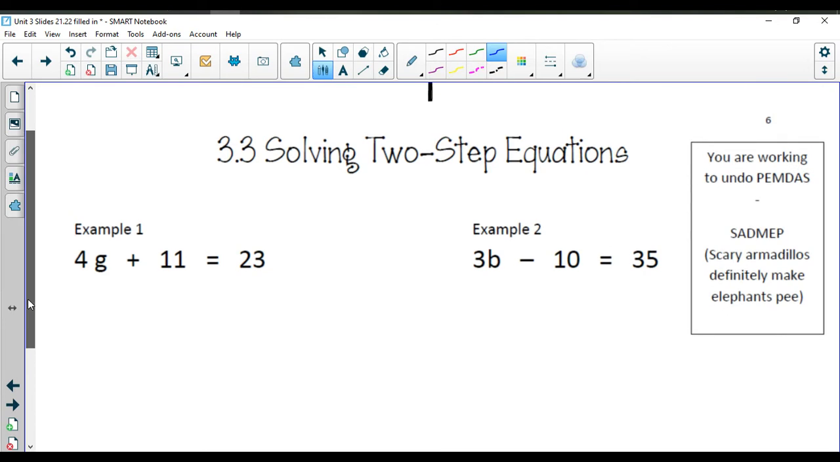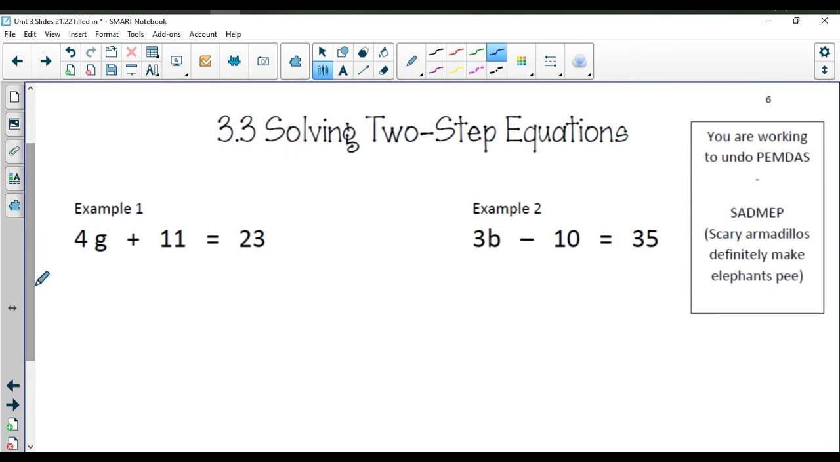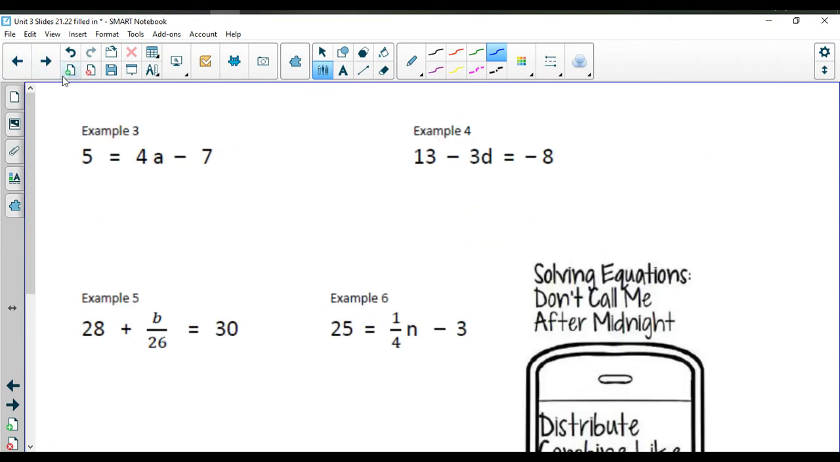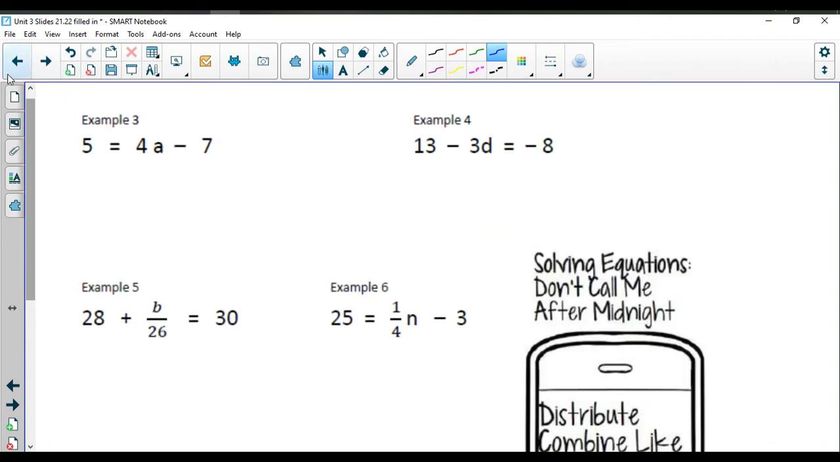So what we are working to do with solving two-step equations is we are still continuing to isolate the variable, just like when we had one-step equations, and we are still going to continue to use those inverse operations. Things get a little bit more complicated here because we're going to see multiplication or division and addition and subtraction in here.